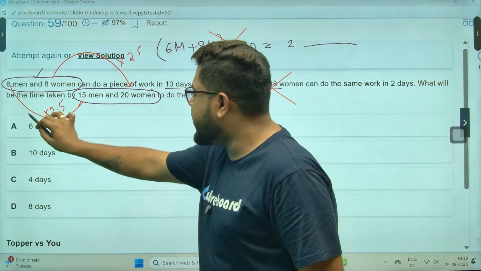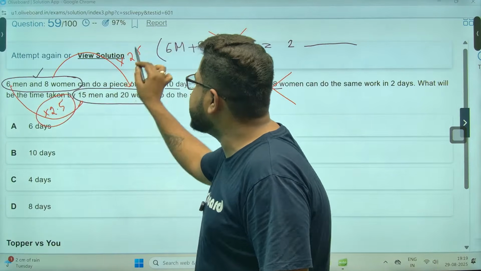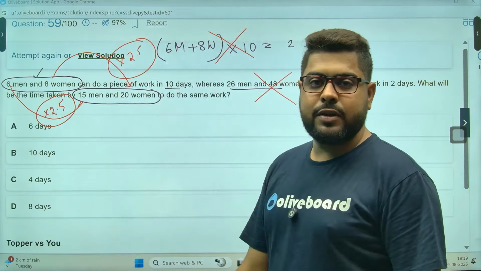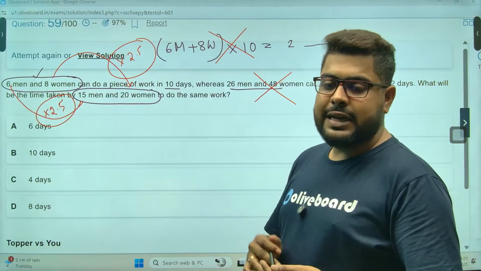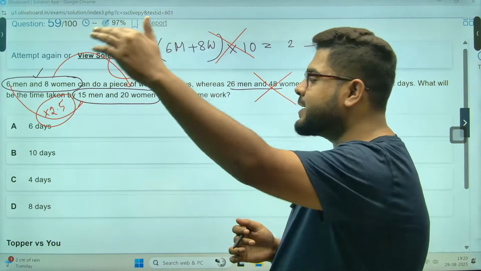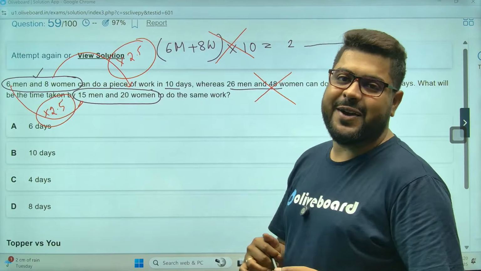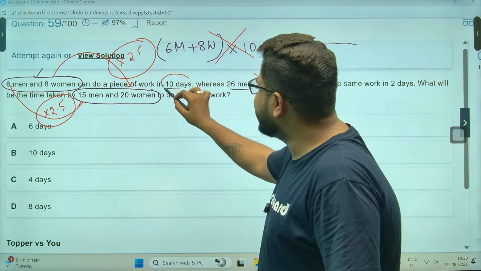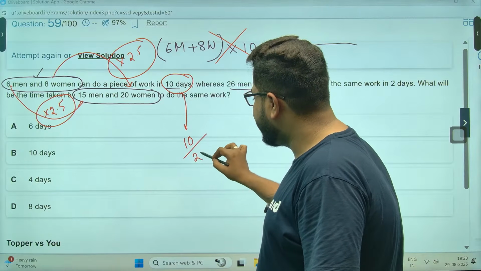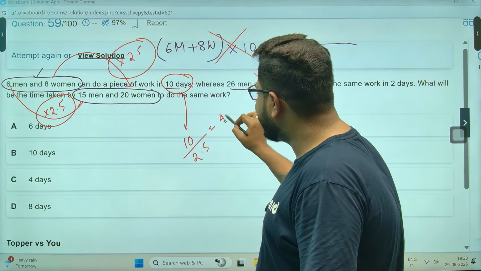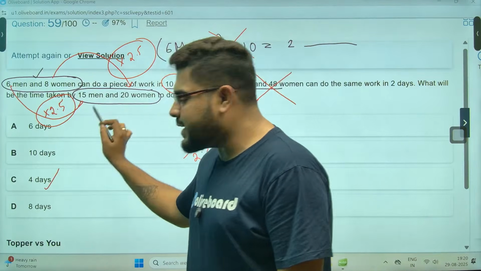How? The manpower, or efficiency, has increased by 2.5 times. The basic logic of time and work says: if efficiency increases by 2.5 times, time will reduce by 2.5 times. My answer will be 10 by 2.5. Everybody will say that's 4 days. That is 4 days. Option number C is the answer.